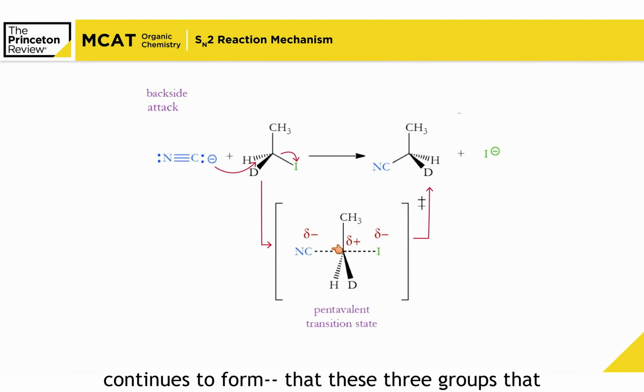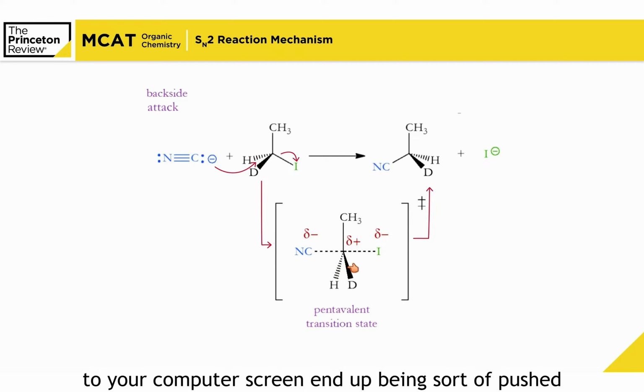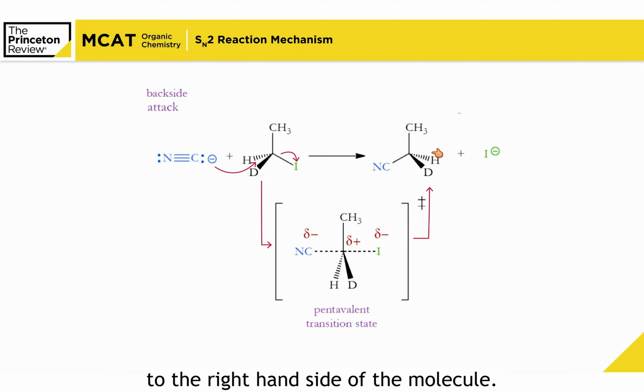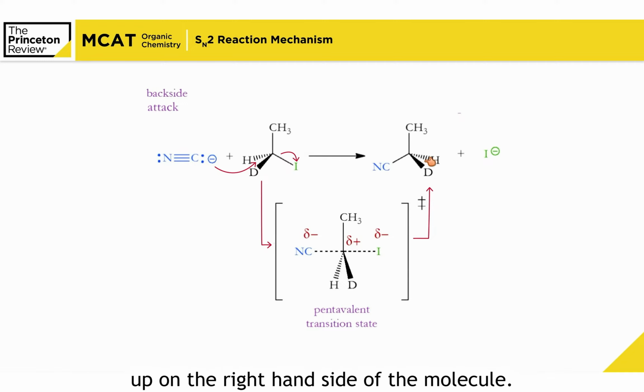So the other thing you should recognize here, as this bond continues to form, is that these three groups that were in the plane perpendicular to your computer screen end up being pushed to the right-hand side of the molecule. So what's happened is the three groups that used to be pointed toward the left of the molecule end up on the right-hand side of the molecule. So we see that this reaction goes with inversion of configuration.